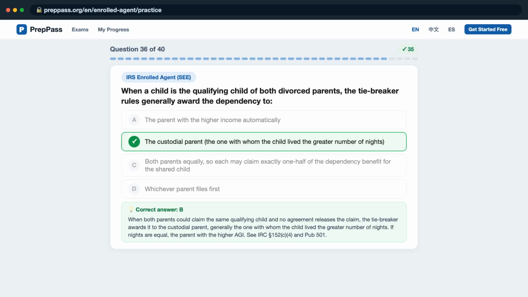The correct answer is B. When both parents could claim the same qualifying child and no agreement releases the claim, the tiebreaker awards it to the custodial parent, generally the one with whom the child lived the greater number of nights. If nights are equal, the parent with the higher AGI. See IRC Section 152(c)(4), and Pub 501.